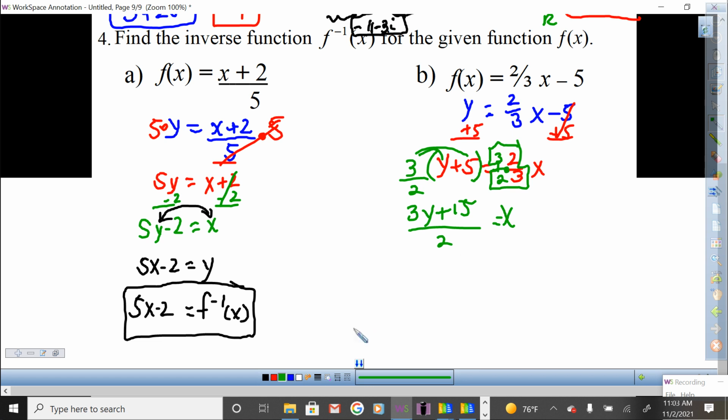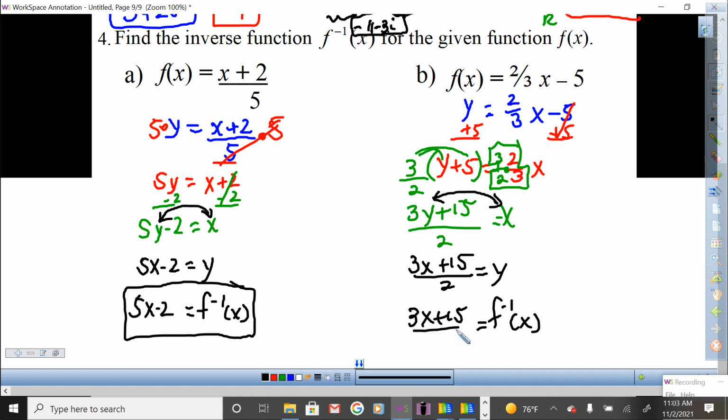Is that the inverse? No, we need to exchange the variables. 3x plus 15 over 2 equals y. And now we just need function notation, so it's f inverse of x. And what's on this side? 3x plus 15 over 2. Alright, and those are our inverses.